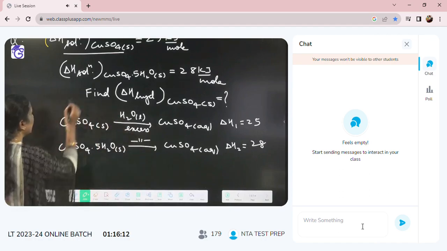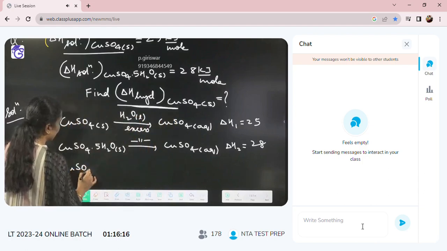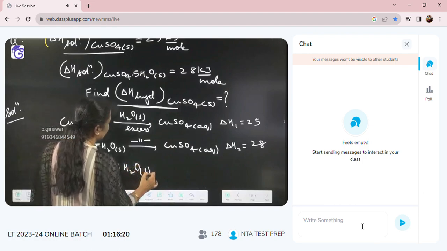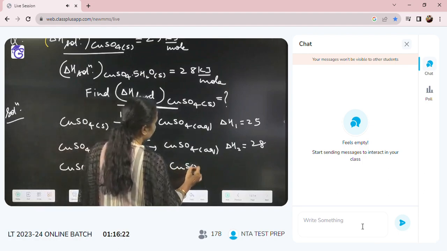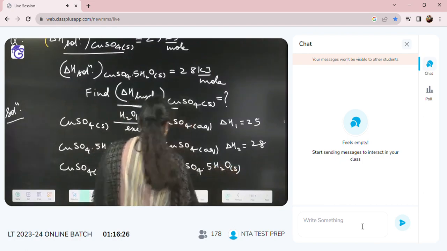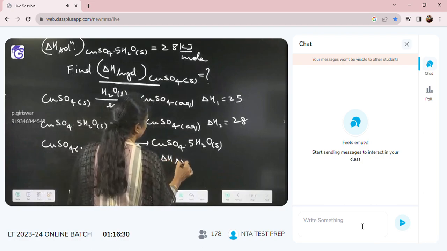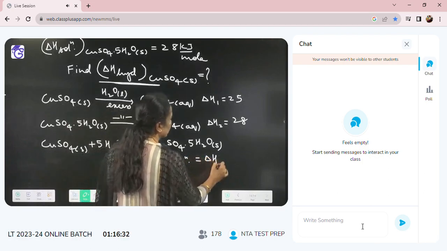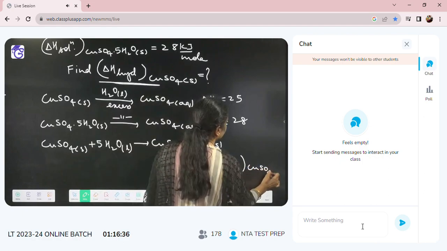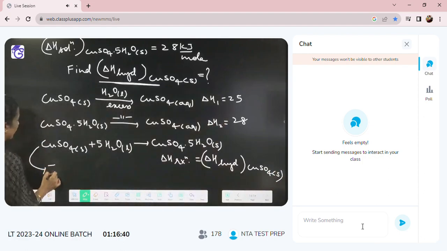Now, basically, what is your target reaction? You want to find out the hydration of CuSO4 solid. So it should basically combine with 5H2O liquid so that it can form CuSO4.5H2O solid. So this is your target reaction. You have to find out delta H for this reaction, and this is actually hydration of CuSO4 solid, right?